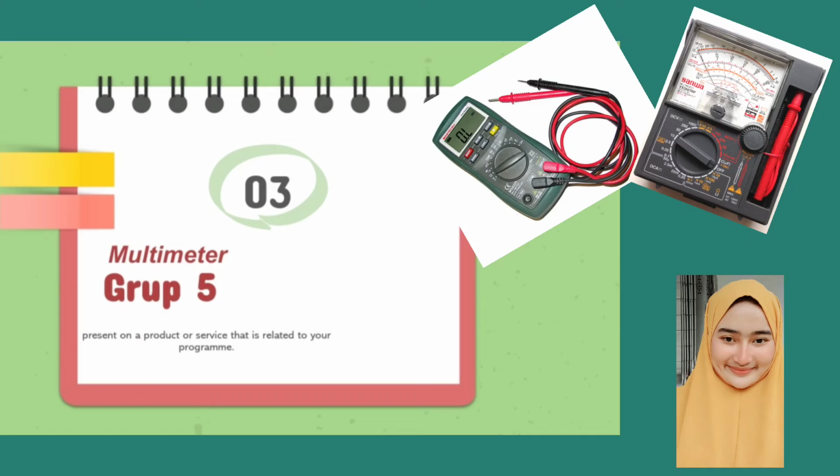The advantages of the analog multimeter: it is useful for checking damaged networks or components, and the price is relatively cheaper. The lack of the analog multimeter: it uses a special formula to calculate the value, the assessment of the needle is prone to damage, and it is easy to spoil.